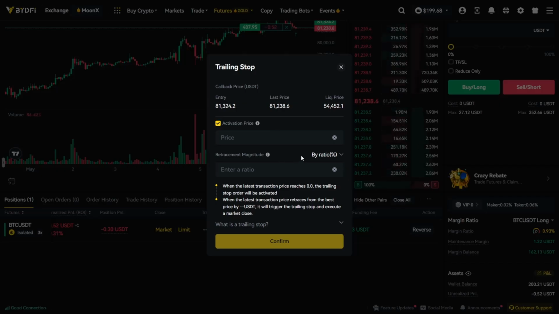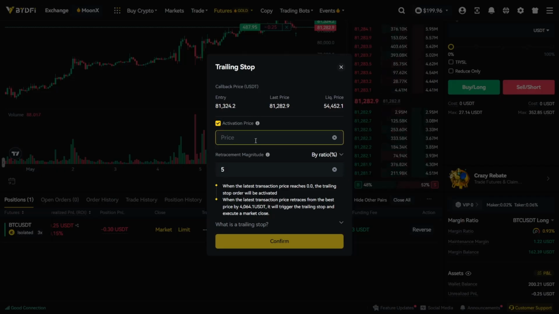The retracement magnitude is the percentage the price needs to move against you before the trade is closed. For example, if you would set a 5% retracement, the position will close if price drops 5% from its highest point after activation. The trailing stop order is a great tool for protecting profits without having to manually adjust your stop loss. So to give you an example of this, right now Bitcoin's trading at 81,324.